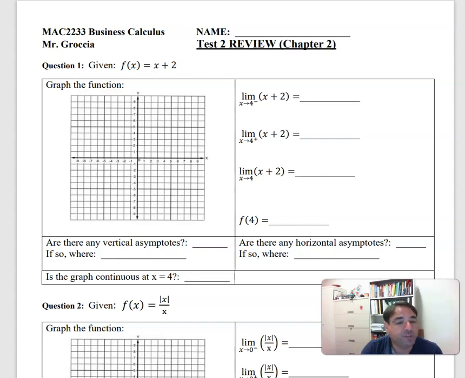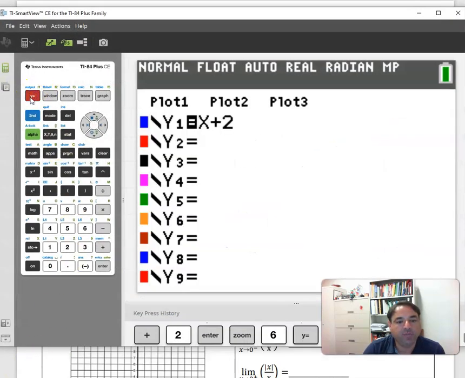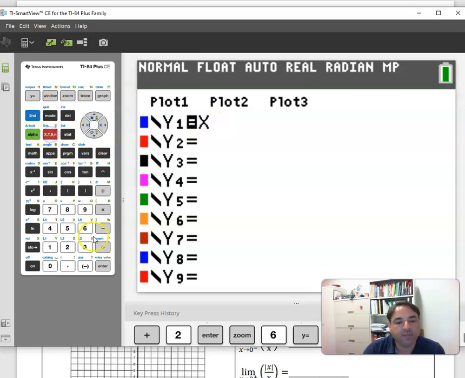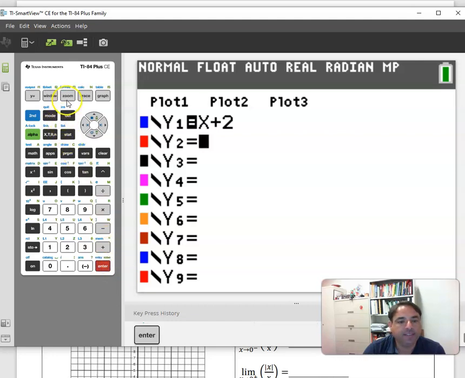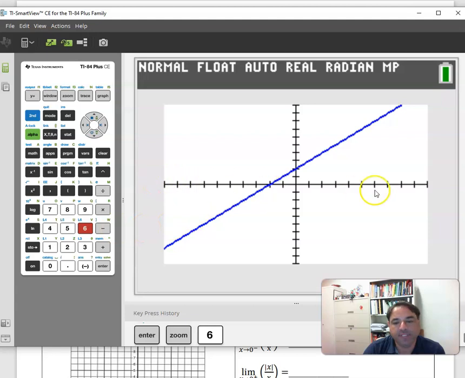Hello, we're going to work on the solutions to your review. The first question says, given the function f of x equals x plus 2, we're going to graph it and check out the limit as it approaches 4. So we're going to go to our calculator, press y equals, and under y equals, we're going to put x plus 2, and then hit zoom 6 to get that standard negative 10 to 10, negative 10 to 10 window.